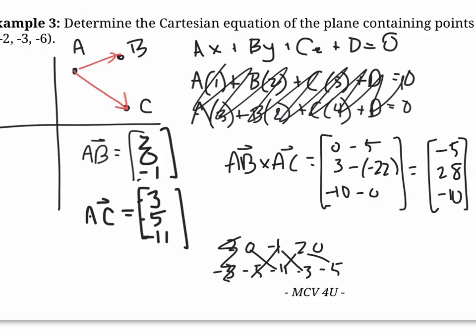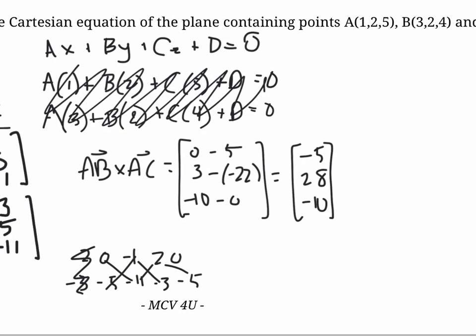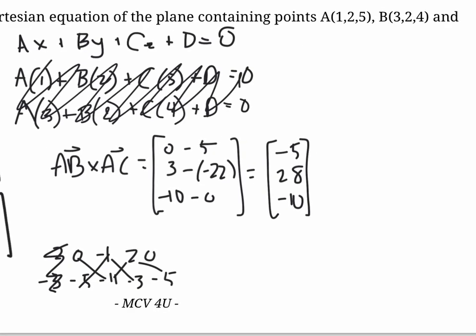So there's our normal vector, right? This is a vector that's perpendicular to AB and AC. And because AB and AC are both on the plane, this is also perpendicular to the plane. So if that's the case, we can just use this as our A, B, and C values in our equation. So I'm going to write that over here. So A is going to be negative 5x plus 28y.